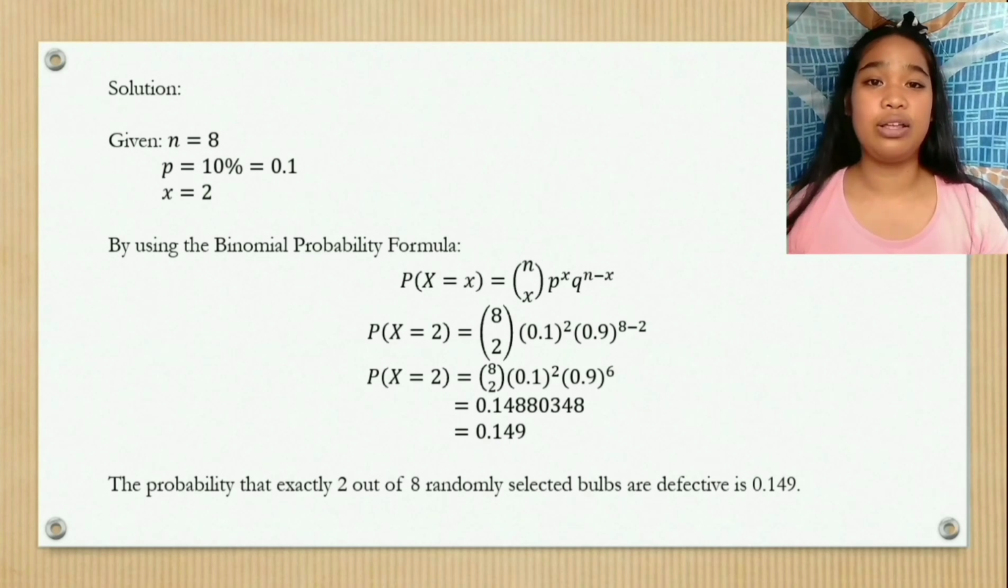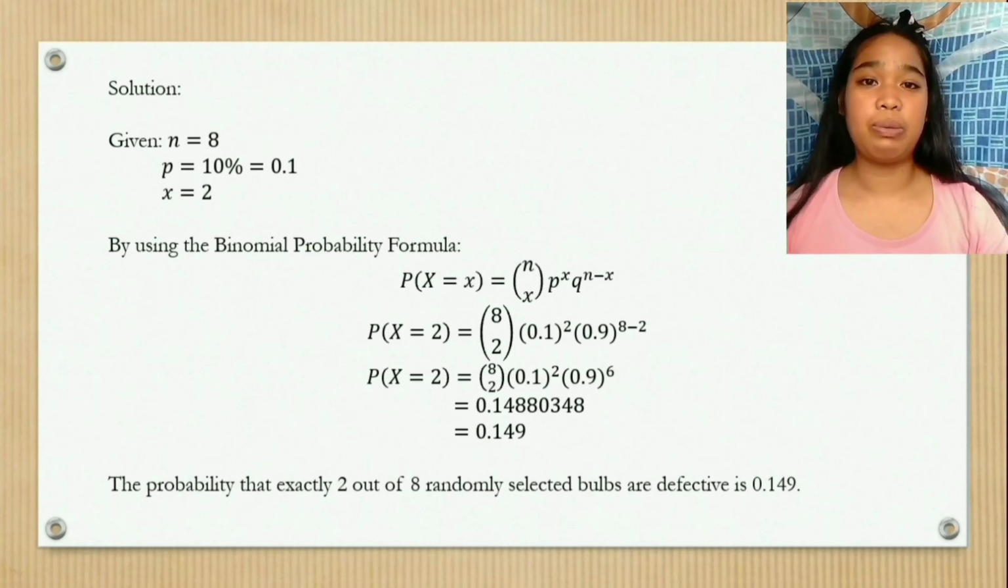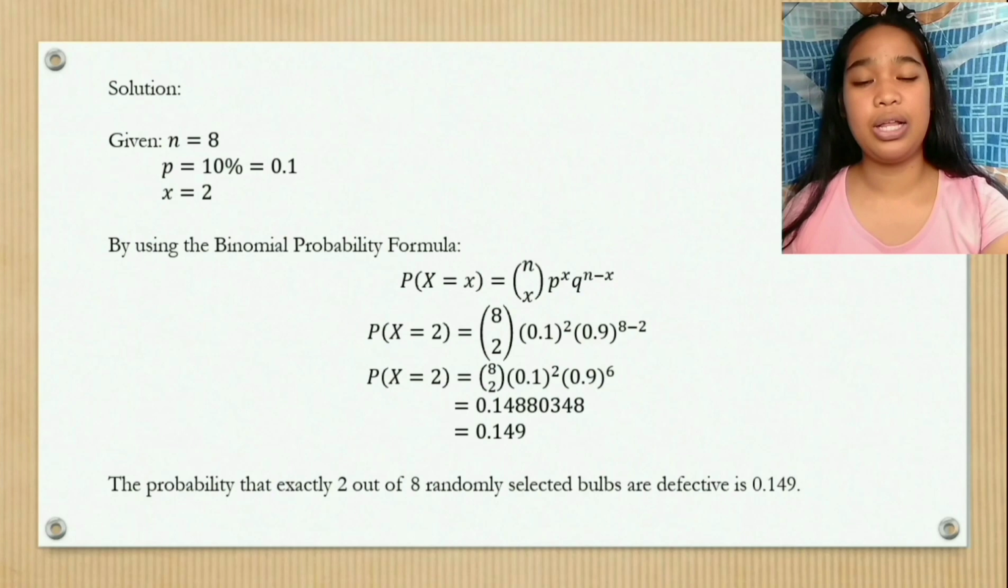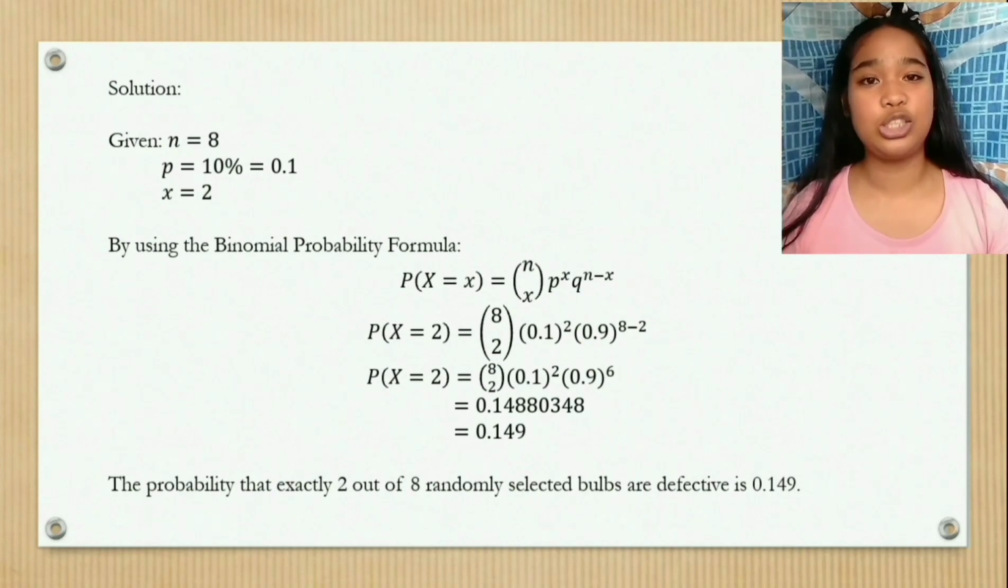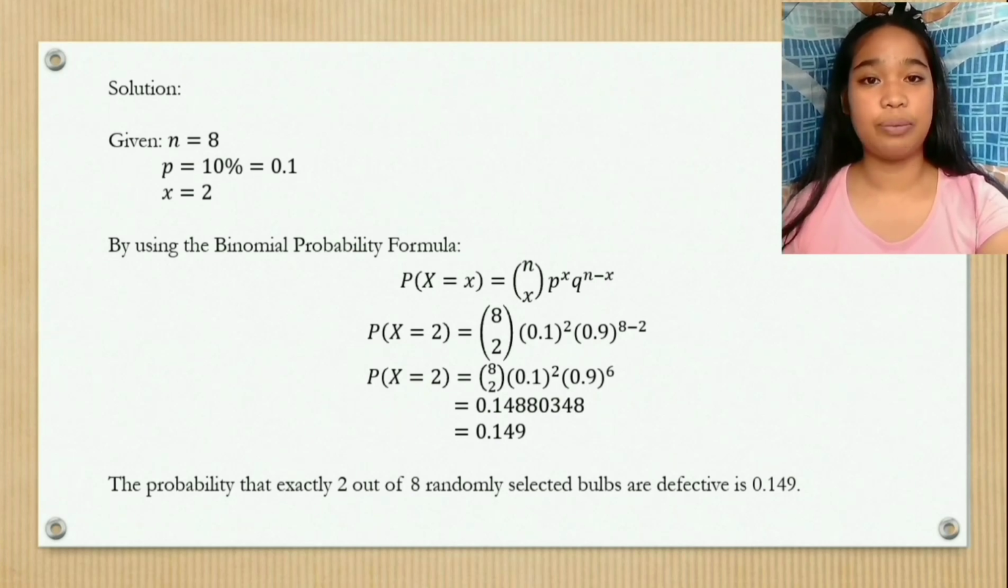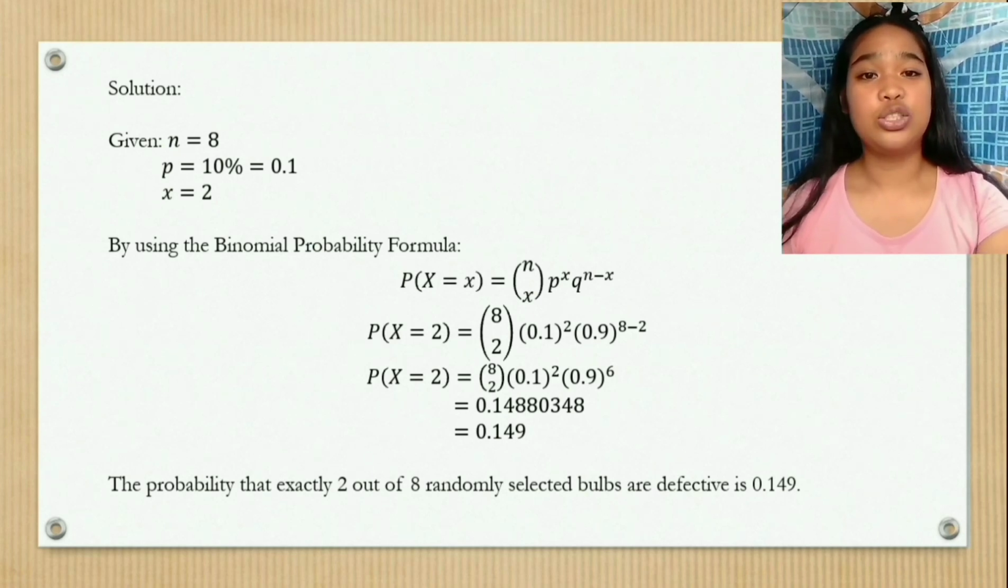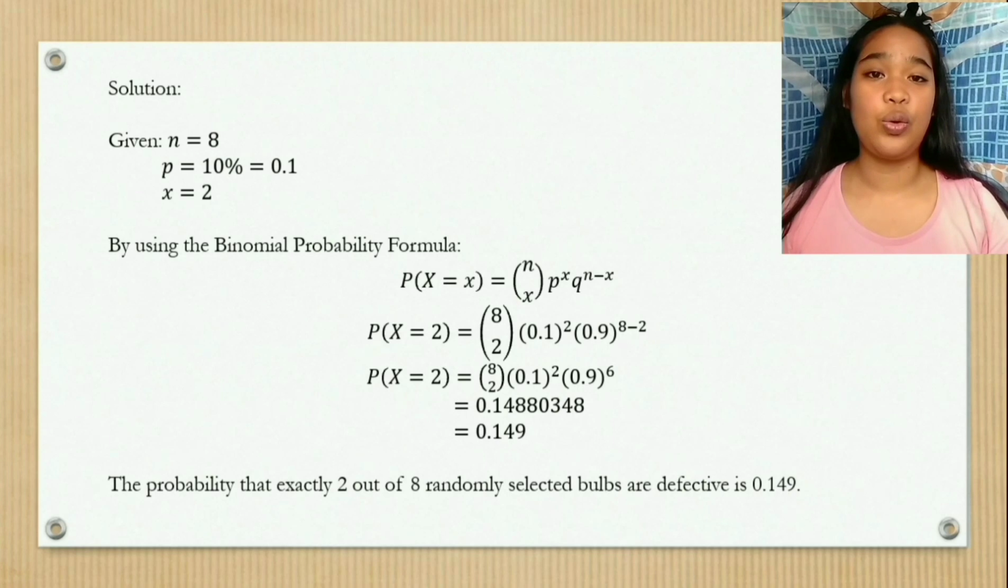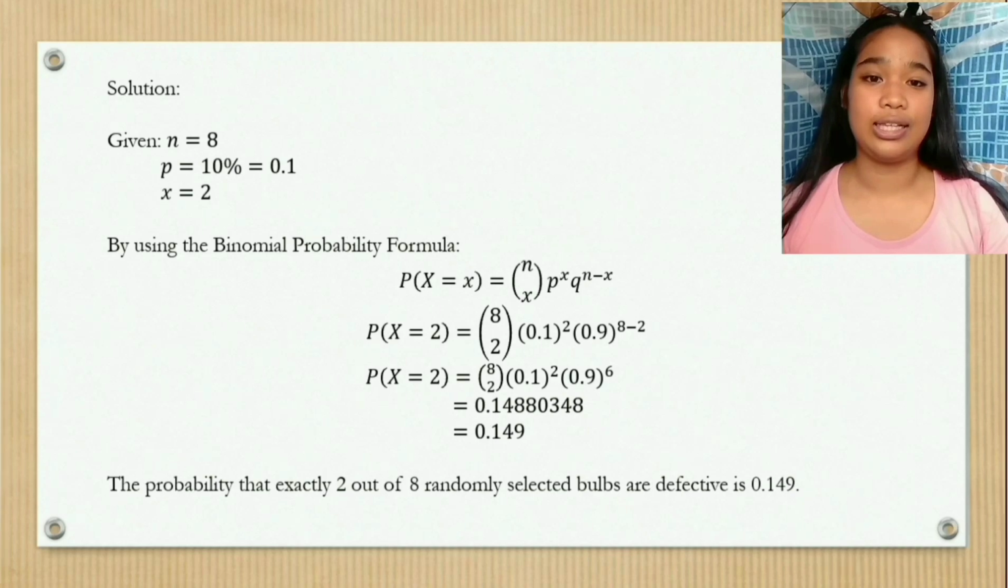So by using the binomial probability formula, the probability of 2 equals 8 choose 2 times 0.1 raised to 2 times 0.9 raised to 6 equals 0.149. So the probability that exactly 2 out of 8 randomly selected bulbs are defective is 0.149.